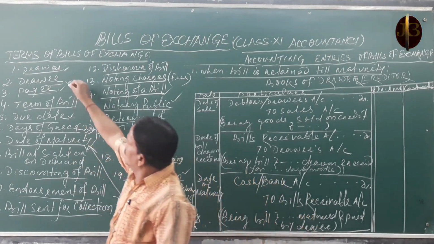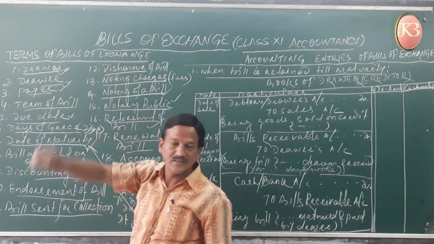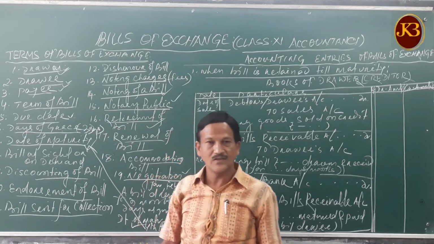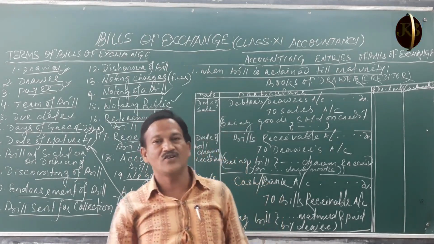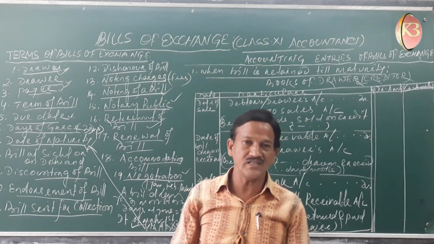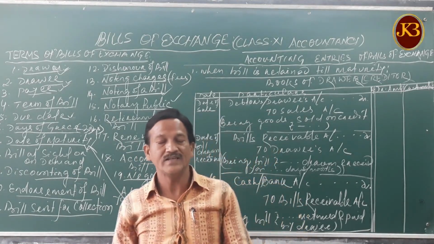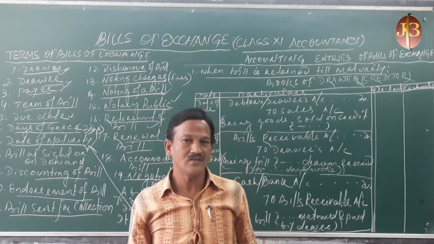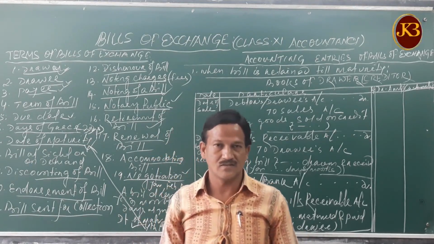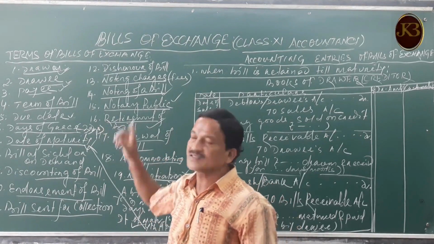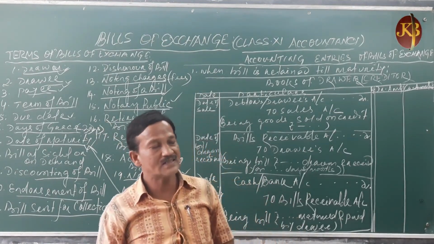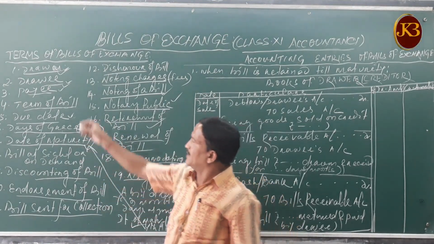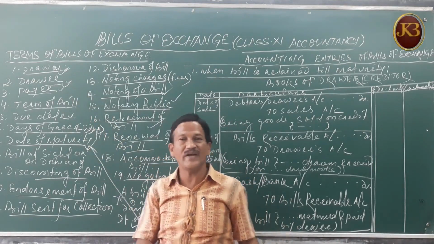Mostly there is the drawer and the drawee. Drawer is the creditor, drawee is the debtor. Drawer sells goods on credit, drawee purchases goods on credit. So drawee is the debtor and drawer is the creditor. In those cases, trade bills are to be used, and this trade bill is the same between the drawer and the drawee.